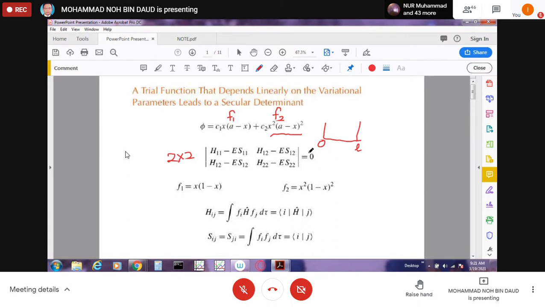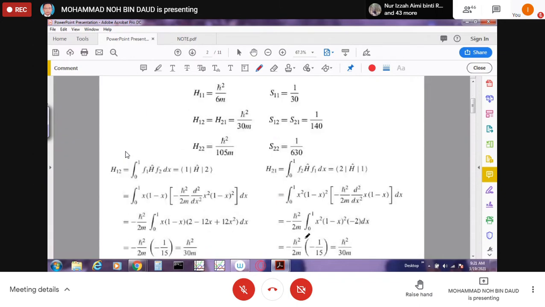So this is F1. The Hamiltonian matrix elements we define like this. This is the Hamiltonian matrix element in Dirac notation.